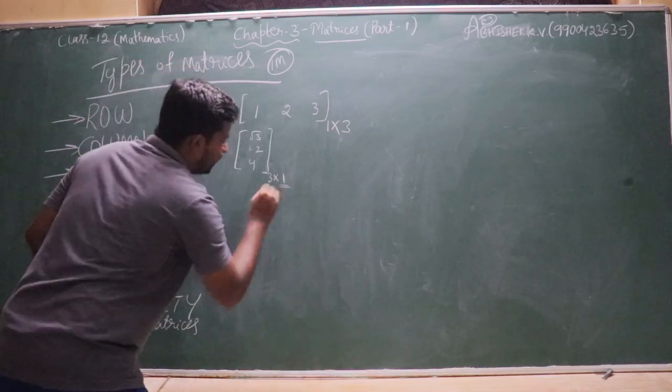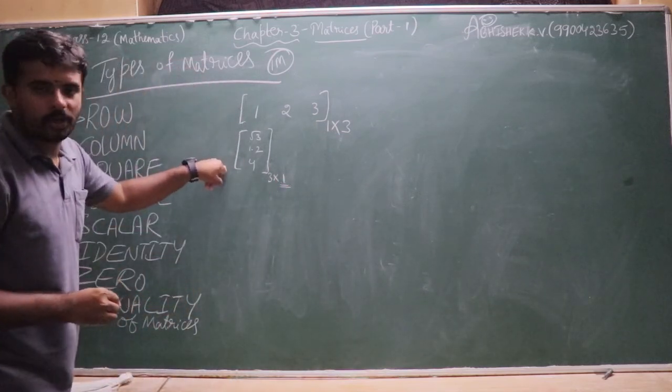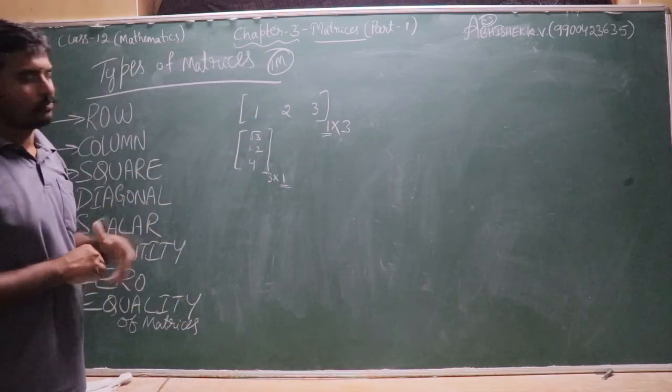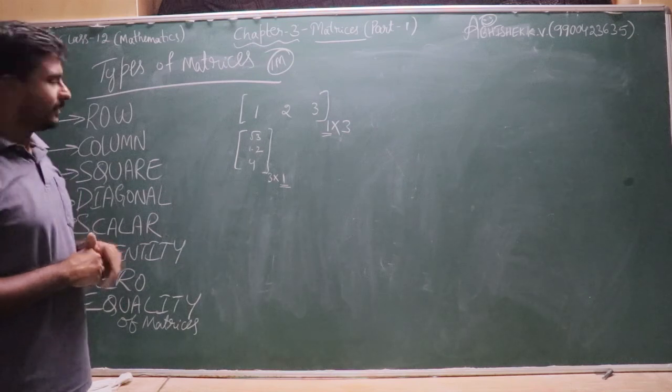See, if it has only one column, then it is called column matrix. If it has only one row, then it is called row matrix.